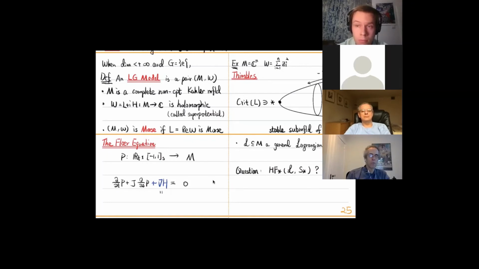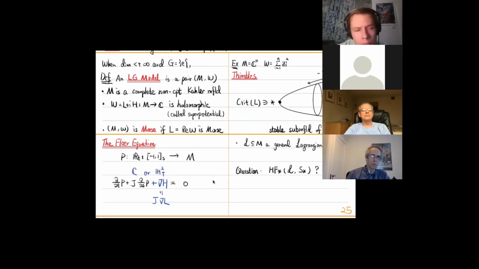For instance, the gradient of h is also J of the gradient of L, where J is the almost complex structure. So the gradient of the real part is also the Hamiltonian vector field of the imaginary part. And also, I want to study this equation instead on the complex plane, or the upper half plane.